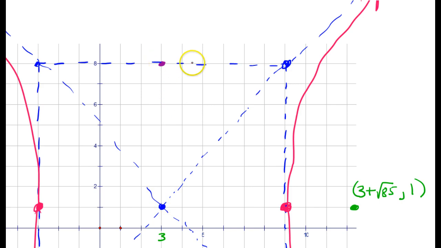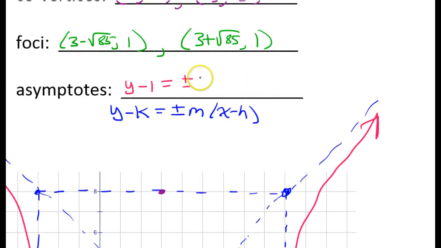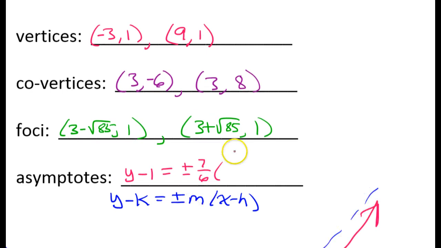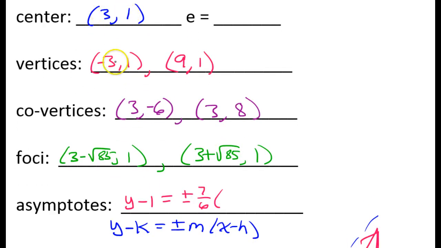Okay, so this is that b value and the a value. So this is what? 3, 6, 7. So the rise is 7 and the run is 6. So rise over run is 7 over 6. So I will have 7 over 6 right there. And then x minus h. Okay, again, the center is 3, 1. The x coordinate of the center will show up here in the x part of this equation. So I will have x minus 3 as I do the opposite sign.